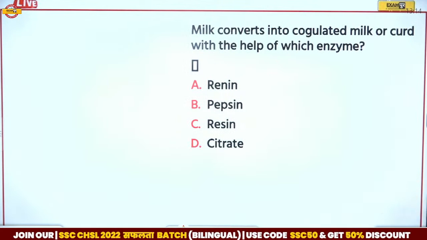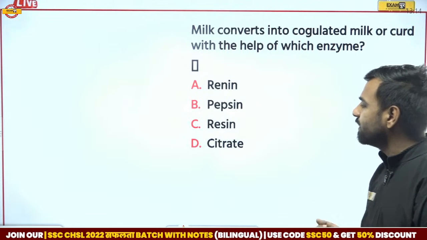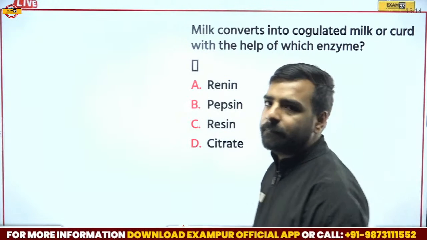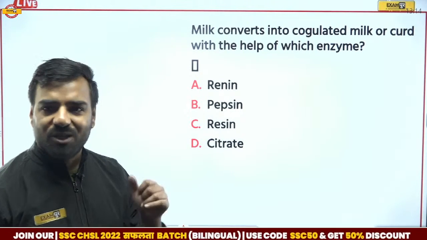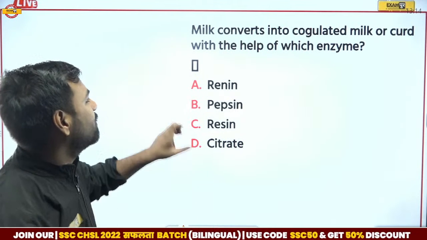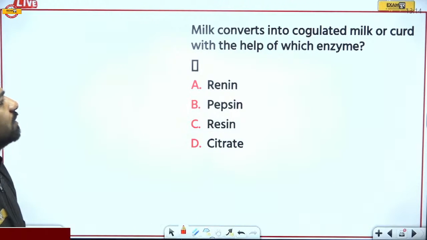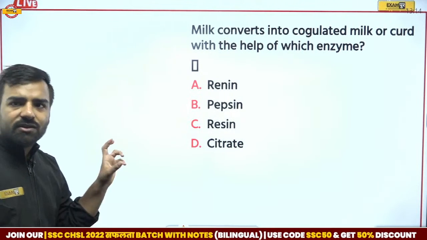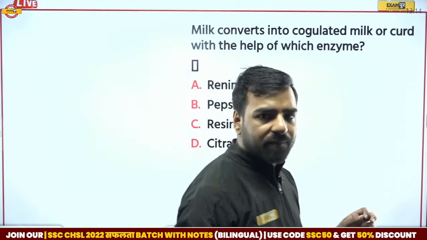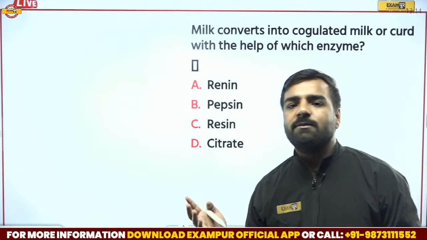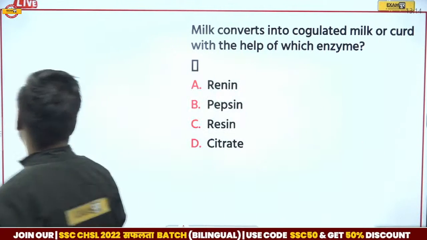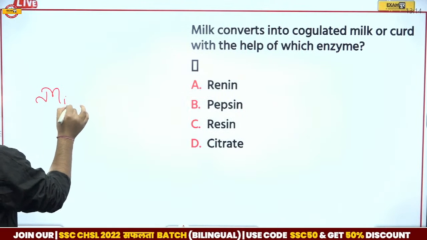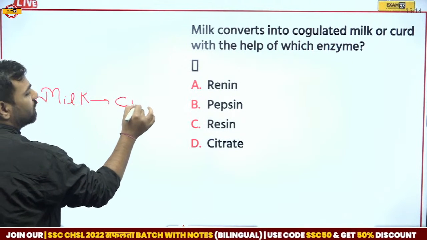Next we have, milk converts into coagulated milk or curd with the help of which enzyme? Is it renin, pepsin, resin or citrate? Yeah, true. Absolutely correct, Kanak. So now talking about this question, milk converts into coagulated milk or curd with the help of what? Now this is the example which we have taken already. When we talk about small kids, they are having renin, which is doing what? This renin is the one which converts milk into curd.